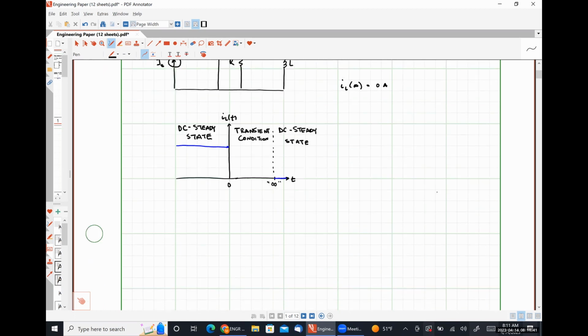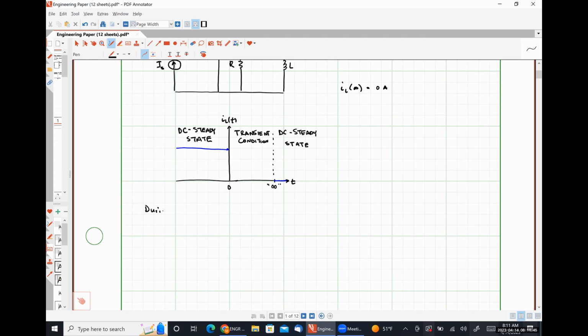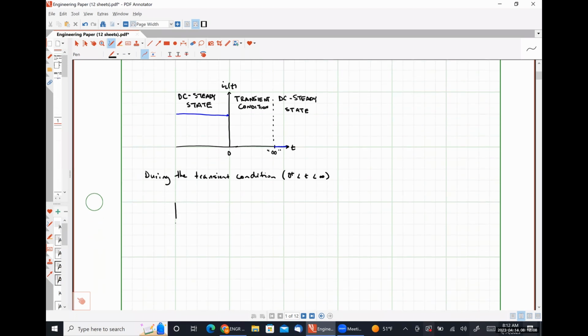So during the transient condition, transient starts with a T, not an F, so 0 plus is less than t is less than infinity, our circuit looks like this. Here's R. Here's L. And here's IL of t.